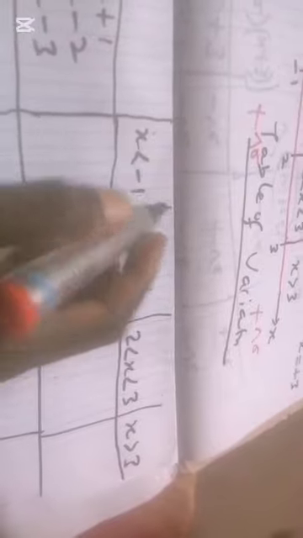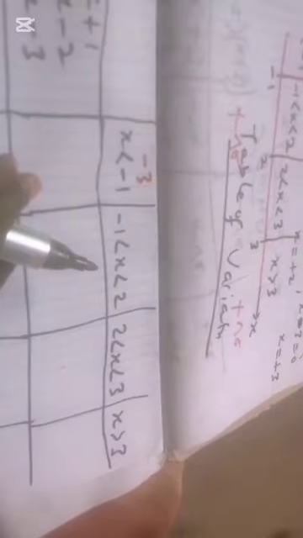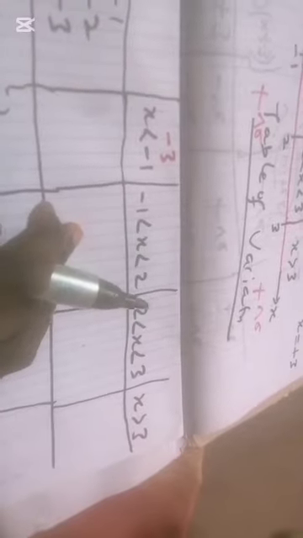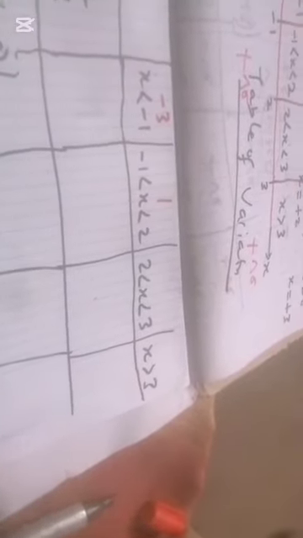Now the next thing is this. We need to pick numbers. I need a number that is less than minus 1. So I can pick a number like minus 30. Do you understand? Okay. Now I need a number that is between minus 1 and 2. I can pick a number like 1. Do you understand?